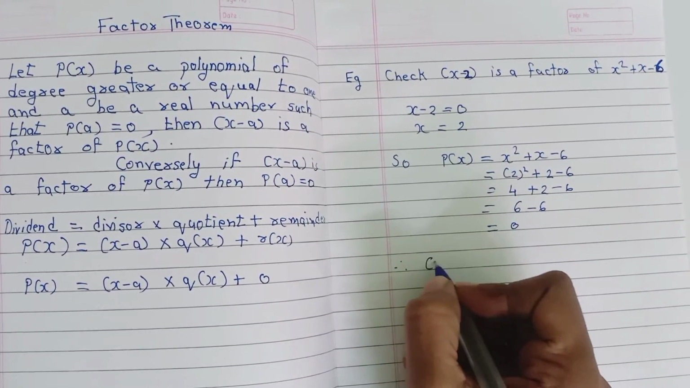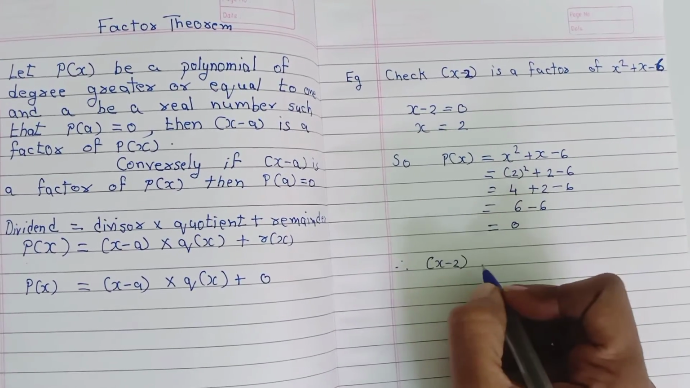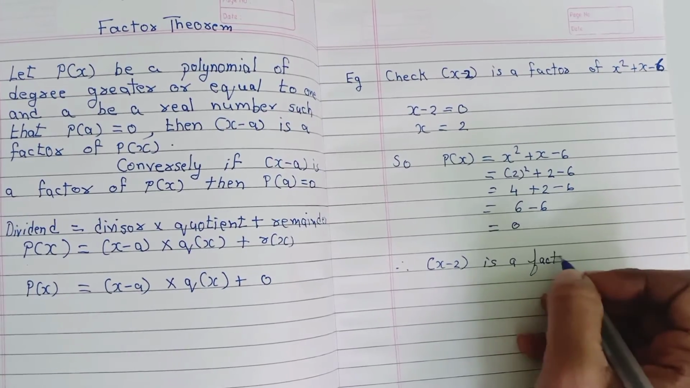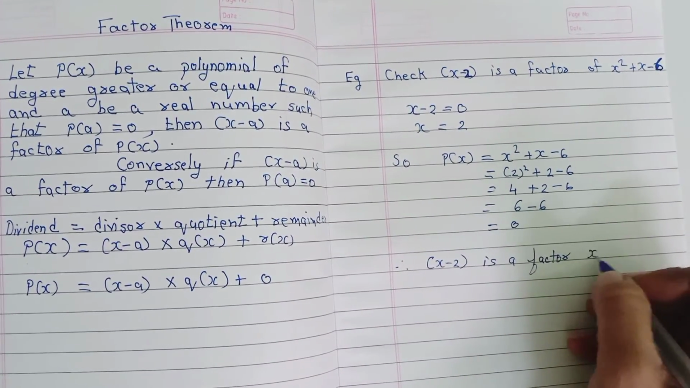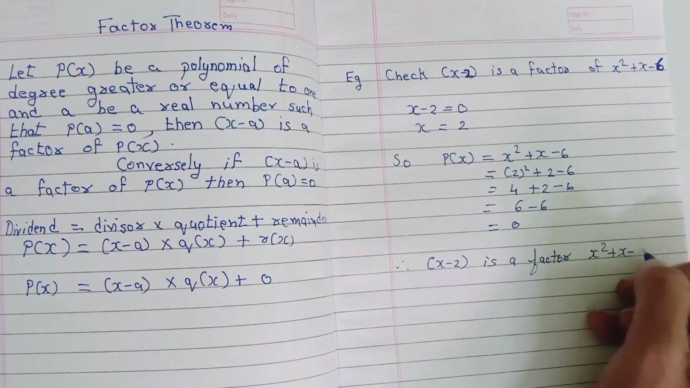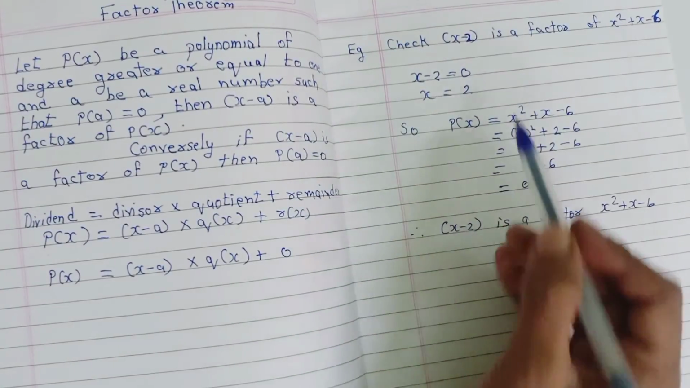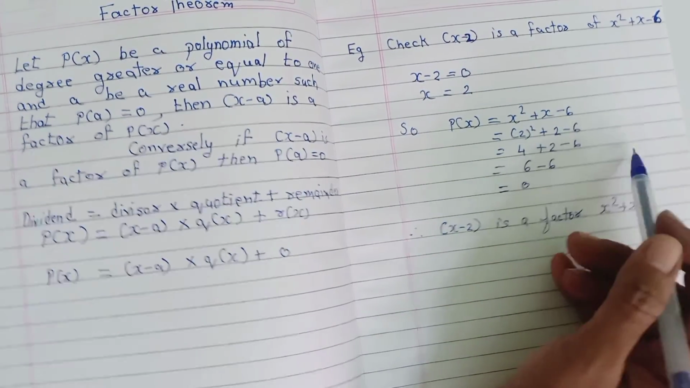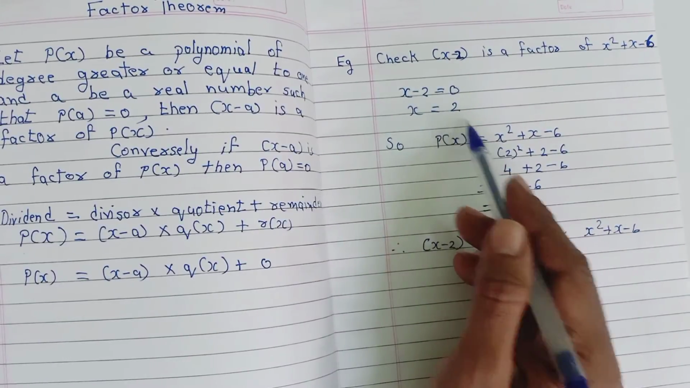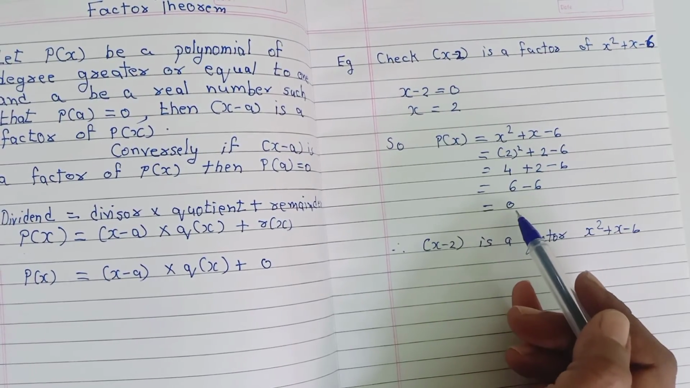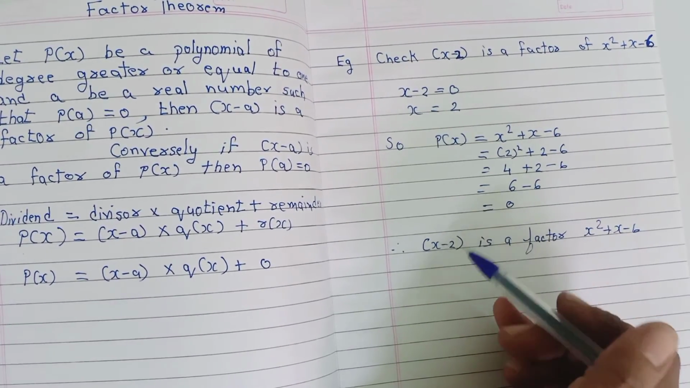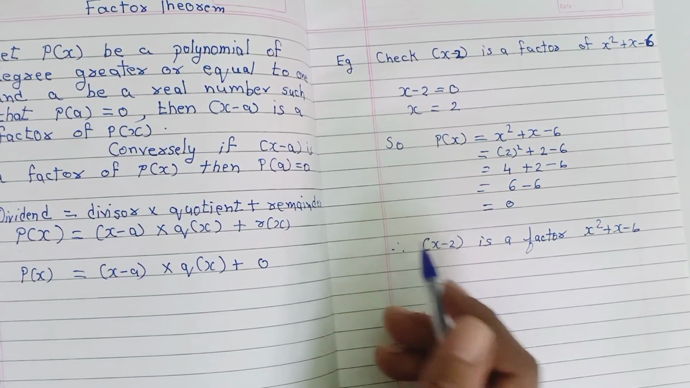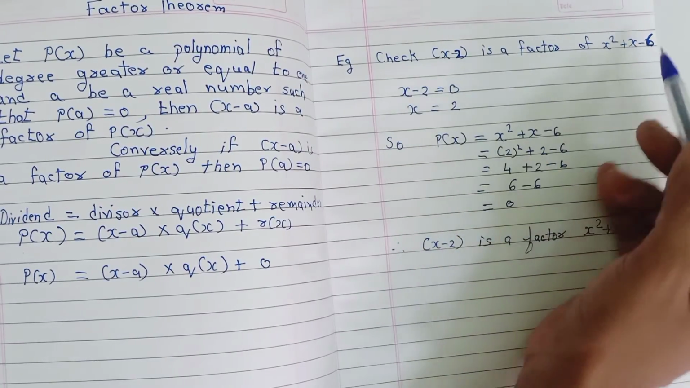So how will we write this? x minus 2 is a factor of x square plus x minus 6. Now what we did is simply we substituted the value of x in this polynomial and tried to find our remainder. When we got remainder as 0, we wrote it as x minus 2 is a factor of x square plus x minus 6. So hopefully you must have understood this.